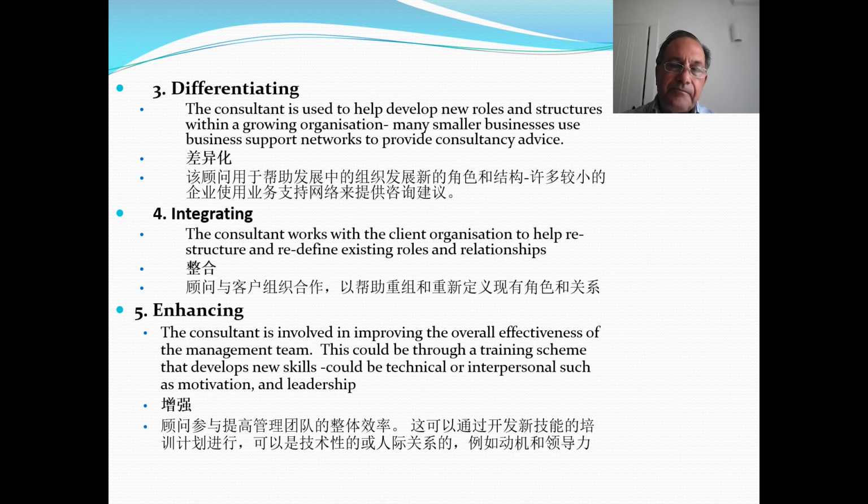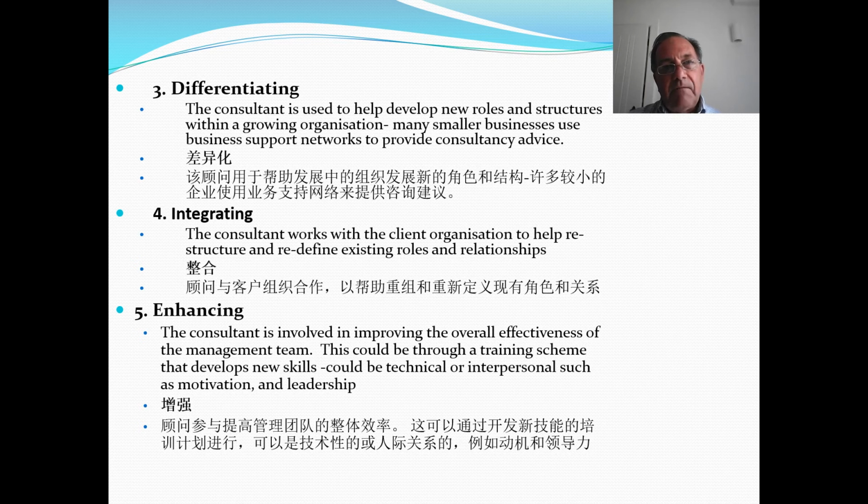Of course, this is just one model of the roles of consultants. If you look at some of the other texts on management consultancy, like the Biggs book, David Biggs, which we've referred to in previous sessions, or authors such as Edgar Schein, who talks about process consulting rather than expert consulting, they are other texts which you may want to consider.